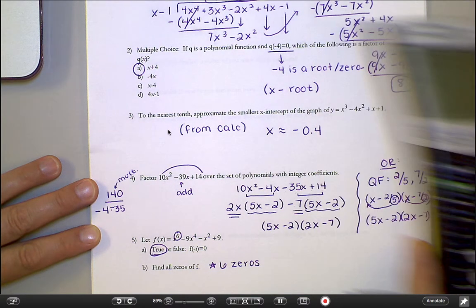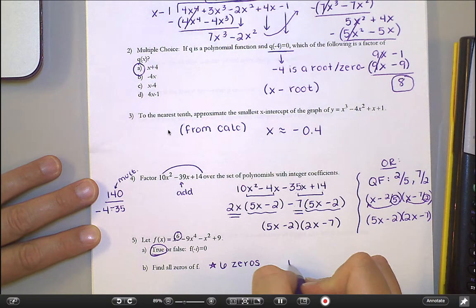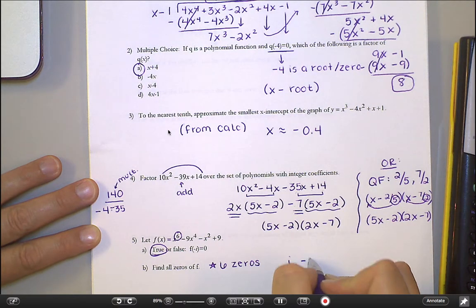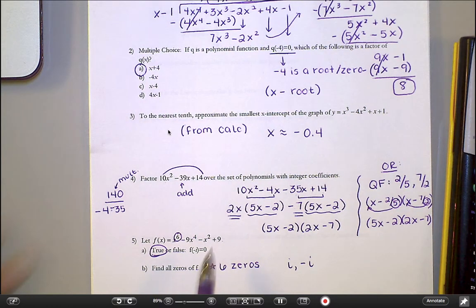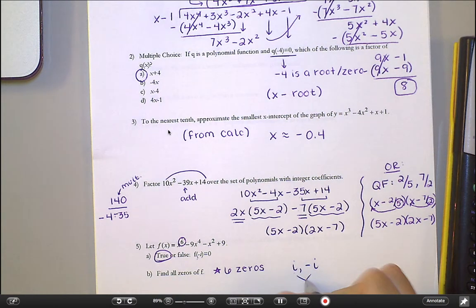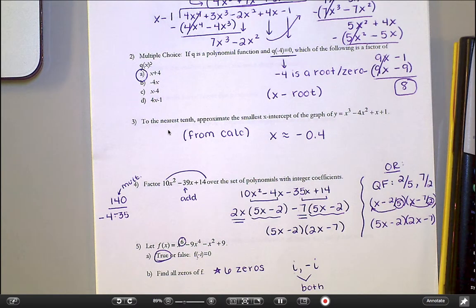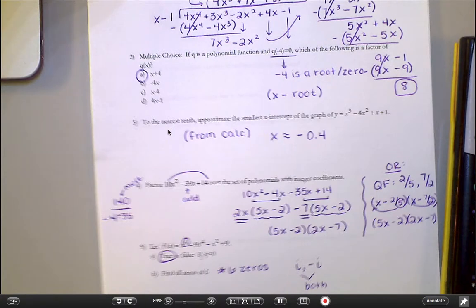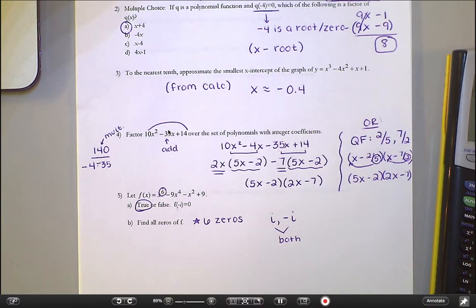And right off the bat, I know that i and negative i are going to be zeros. And that's because we just found that negative i is a 0. And remember that complex numbers always travel in pairs, okay? So both of these have to be zeros of this function. So now we're down to 4 other ones that we have to find. Let's see what our graph tells us.